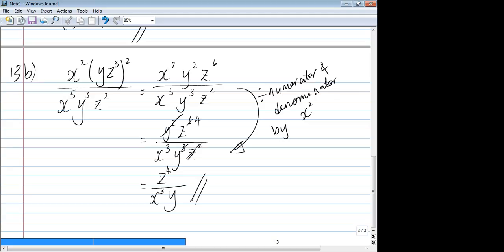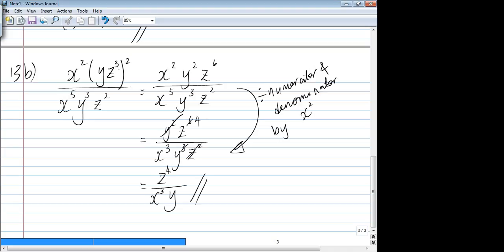Actually, before that, you can already start cancelling. See this x squared and x power 5? Yeah, the first step you could have simplified it a little bit here already. Now, however, for this bracket yz cube, they all come within the bracket which has a square attached to it. So you need to expand this portion first, before you can cancel your y and z.